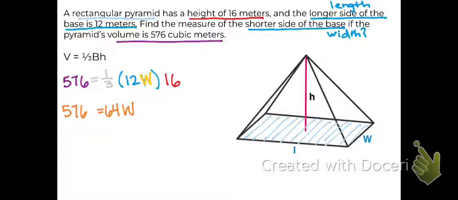Now what do we do to get W by itself? Well, it's being multiplied by 64, so let's undo that by dividing by 64. And you need to do that on both sides of the equation. And so we end up finding that W equals 9. And then what unit of measure should we use? Notice the unit of measure they're using is meters. So the width is 9 meters.